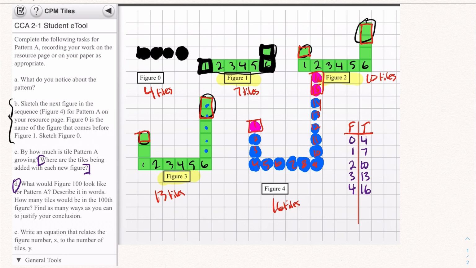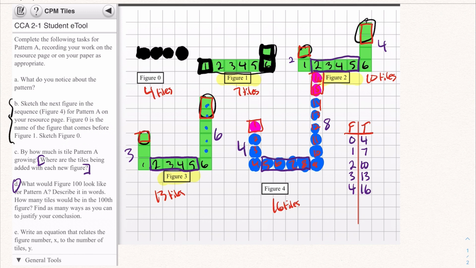But if we take a look at figure 2, we know that I have my original 4, and then I've added 2 on the left and 4 on the right. For figure 3, I have my original 4, but then my left side has 3 tiles, and my right side has 6 tiles. And for figure 4, I have the original 4 tiles from figure 0, right? But then I've added 4 tiles on the left, and 8 tiles on the right.